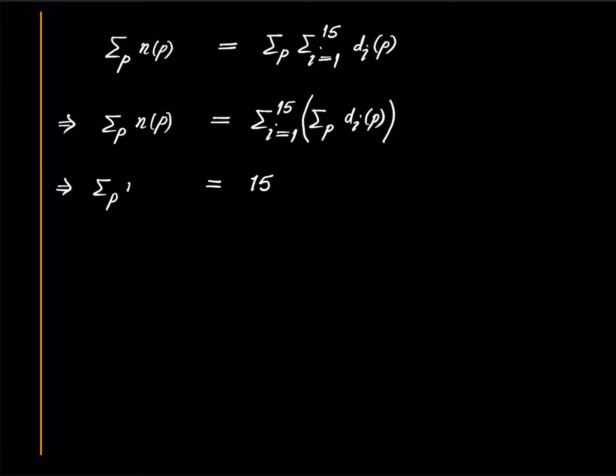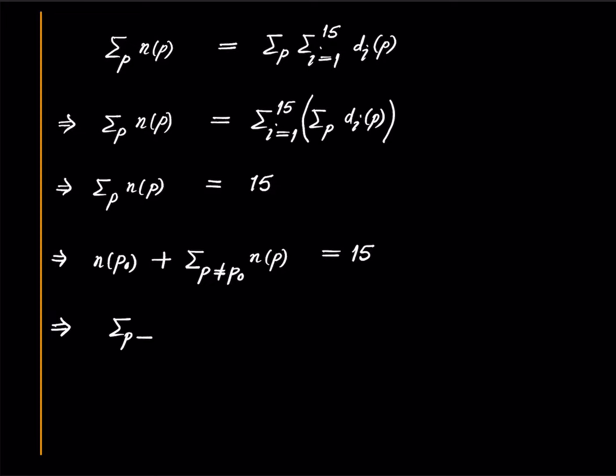And the left-hand side is as it was. But the left-hand side we can write as N P naught plus the summation over P different from P naught of N P, which equals 15. Where P naught is the original position, the initial position of the table. And by hypothesis, by what is given in the question, N P naught is 0. And therefore the left-hand side is just this, which is 15. And now note that these are 14 non-negative integers which sum up to 15.